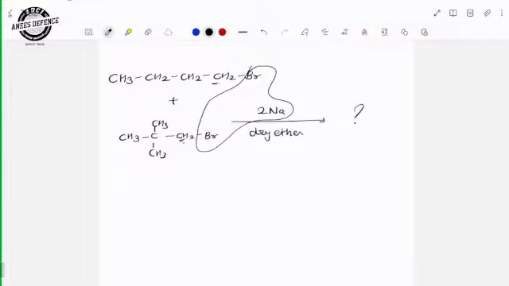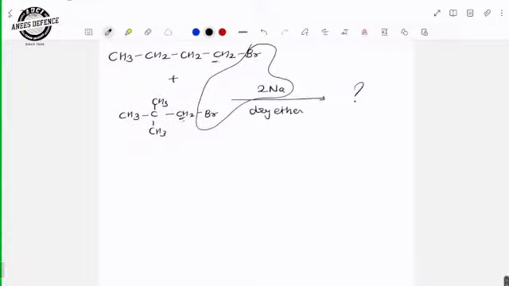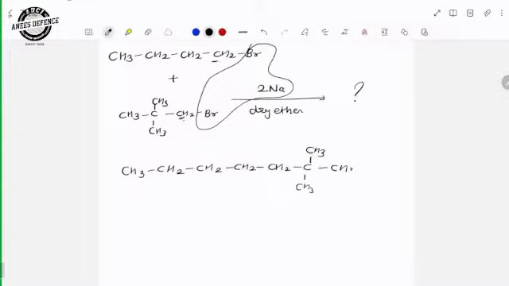Acha. So there are totally 8 carbons. Yes, 1, 2, 3, 4, 5, 6, 7. I'll just write the product. Can it be nine? Yes, it is 9. 1, 2, 3, 4. And to this carbon, let us attach CH2, C, CH3, CH3, CH3.